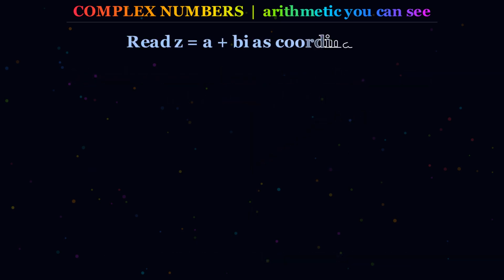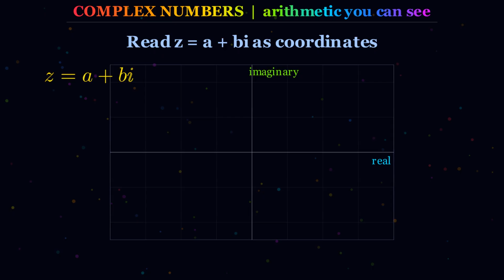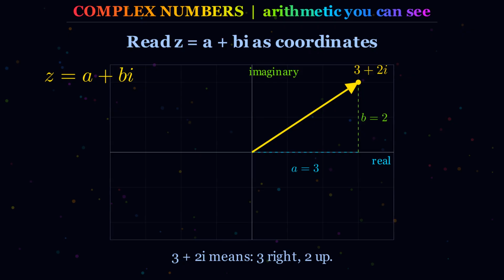A complex number has two parts. We write z equals a plus bi. The number a moves horizontally along the real axis. The number b moves vertically along the imaginary axis. So 3 plus 2i simply means go 3 steps right, then 2 steps up.